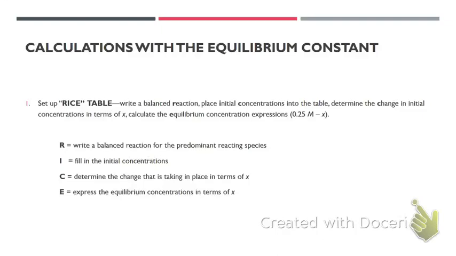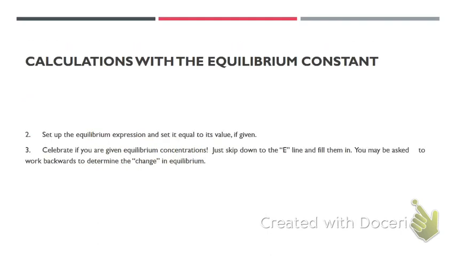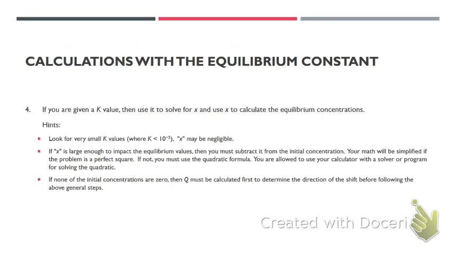Okay, RICE tables are the way we're going to do calculations. In case you didn't get it the last time I said it, I'm going to say it again. RICE stands for: R is reaction, so you write out the balanced equation; I is your initial concentration; C is your change; and E is what it is at equilibrium. Okay, so the best way is not to tell you how to do it, but to show you, right? Because when I'm telling you, it doesn't make sense.